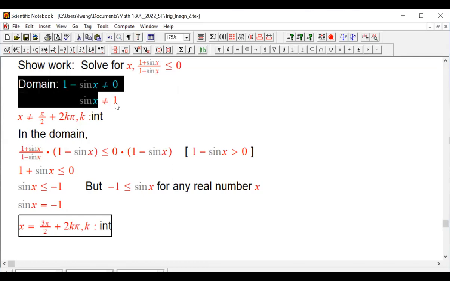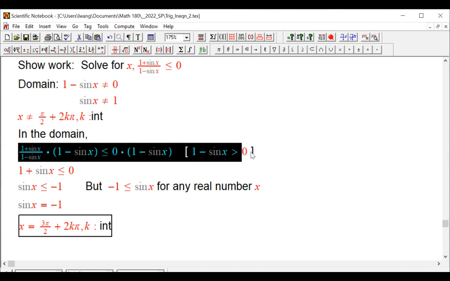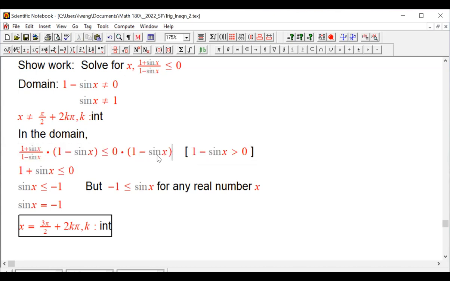So we first determine the domain and we multiply both sides by a positive number, because inside the domain, this is always positive, not equal to 0. If this is true, then multiplying both sides is true without changing the direction. And if this is true, then this is true. But this is always true, therefore we get this one.